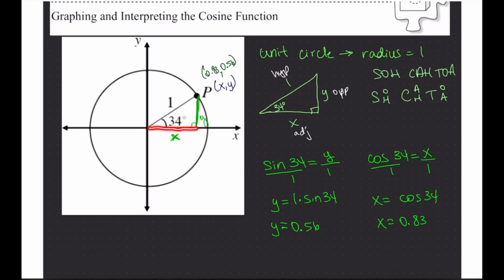So how far did I go over? 0.83. How high did I go? 0.56. And then you can even check, are both of these positive? Yeah. And if I'm in the first quadrant, should they both be positive? Yeah, so you can always check on that. Okay. So when it comes to these, that x value, we looked at cosine, and our y value, we looked at sine, right? So if they give us the angle, you think we're good at finding all of the points?